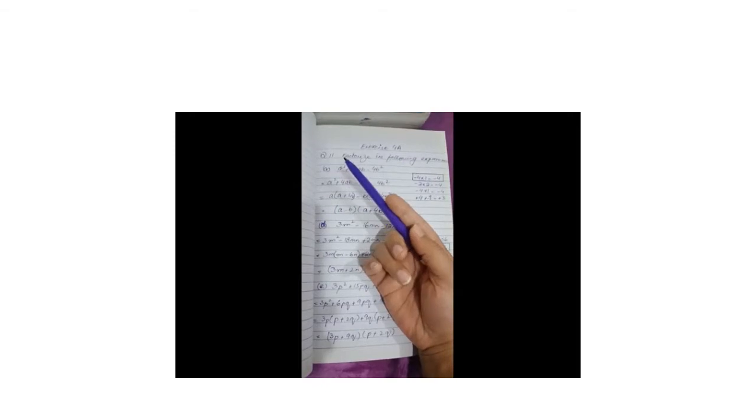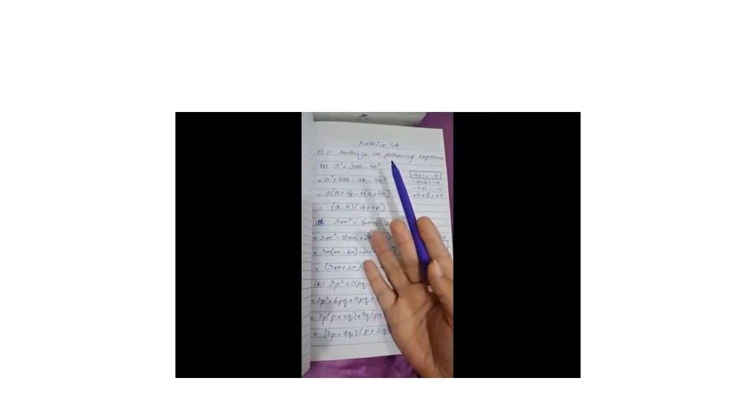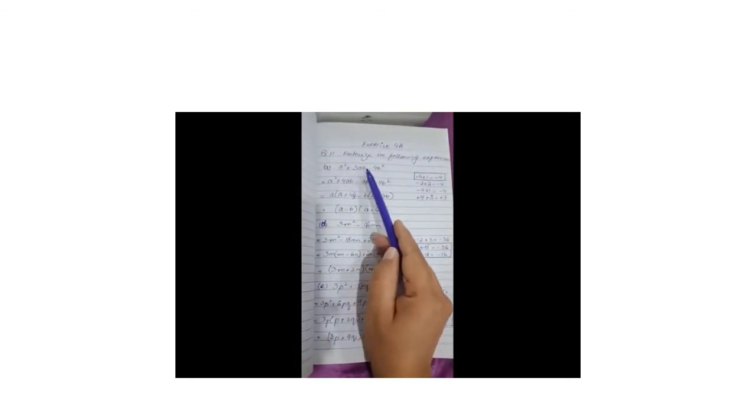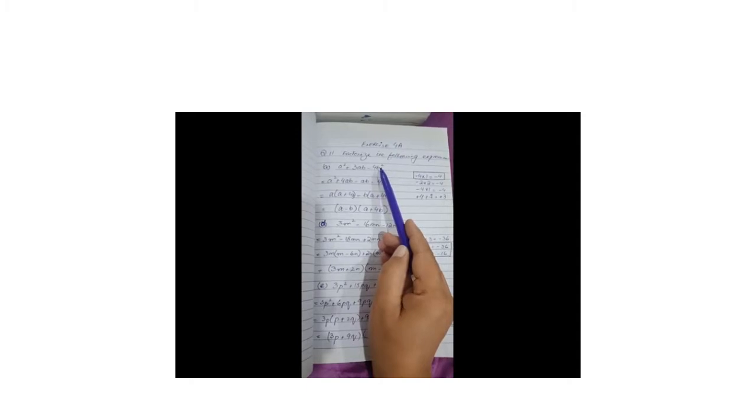This is our revision lecture of what we have already completed in the previous week. Exercise 4A, question number 11. As we have already completed questions 1 to 10 in the previous lectures and in the classroom, this is the revision lecture and we are going to start question number 11, which is: factorize the following expressions. a square plus 3ab minus 4b square.